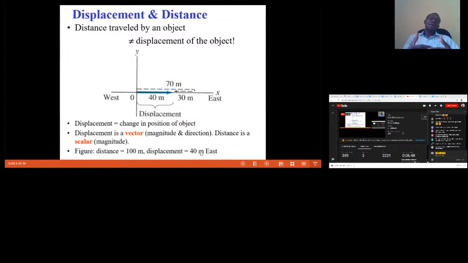So now you must also indicate the direction, since you know that displacement is a vector quantity. So we say that the displacement is 40 meters to the east.